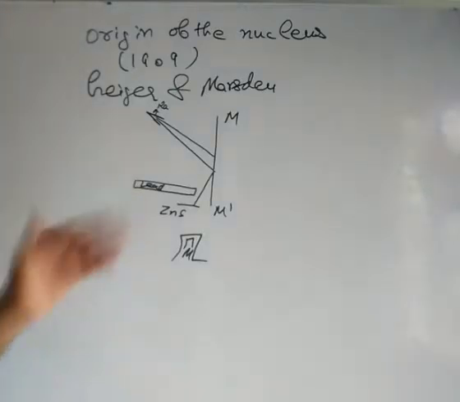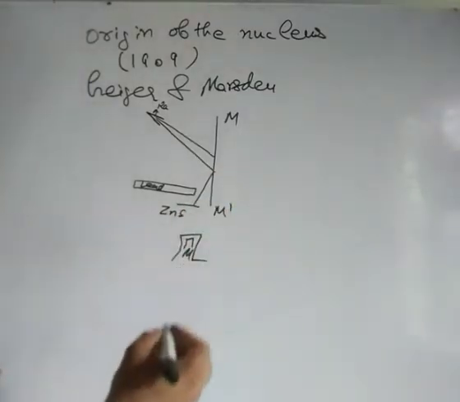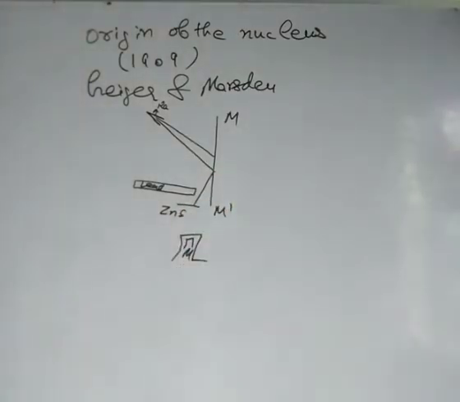Now in this experiment of Geiger and Marsden, what they observed is that some of the alpha particles are backscattered. Backscattered means that scattering is more than 90 degrees. This backscattering of alpha particles in this experiment was the main reason that led to the origin of the nucleus.